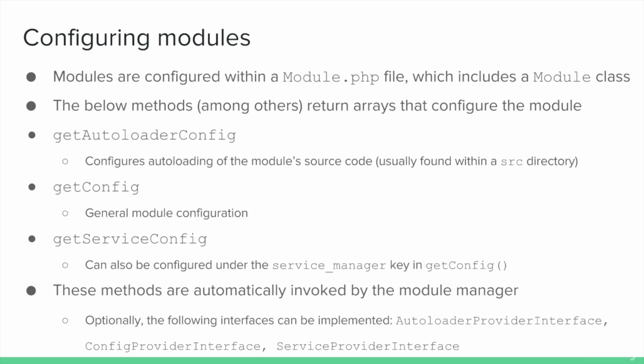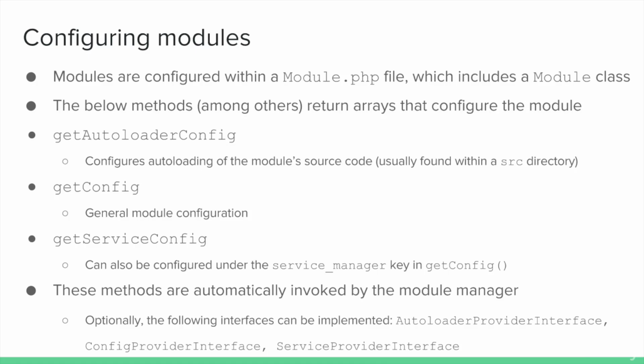So now we'll talk a bit about how to configure modules. Modules are configured within a module.php file, and this file includes a class which is called Module. Below we have some methods which return arrays that configure a module. The first one that I'll talk about is called getAutoloaderConfig. What this does is that it returns an array that configures autoloading of the module's source code, which is usually found within the src directory, but we'll see that a bit later on.